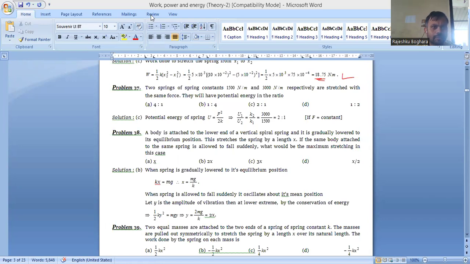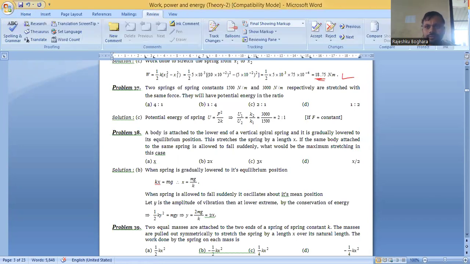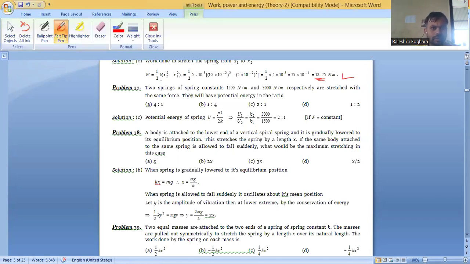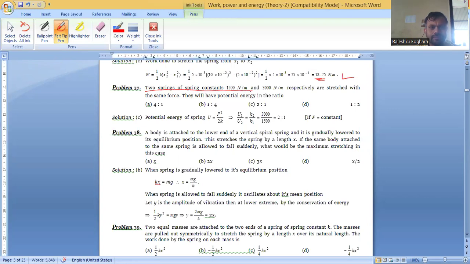Now start problem 37. Two springs of spring constant 500 Newton per meter and 300 Newton per meter respectively are stretched with the same force. Force is the same, only K is different. X is not given.